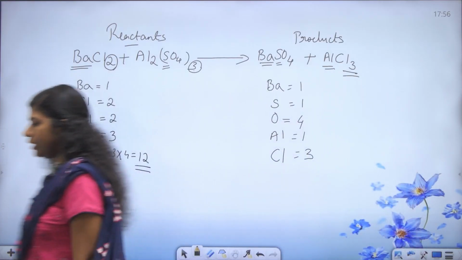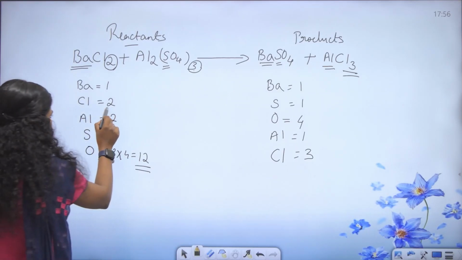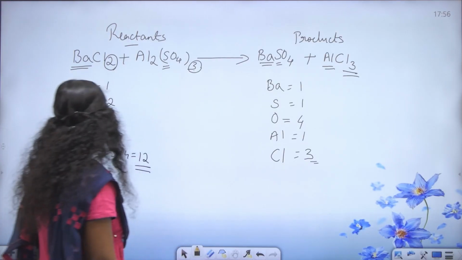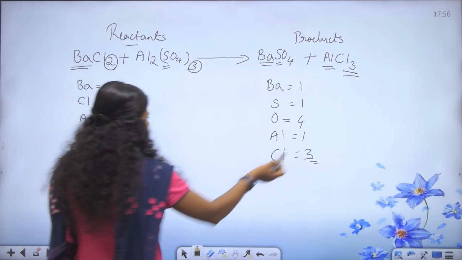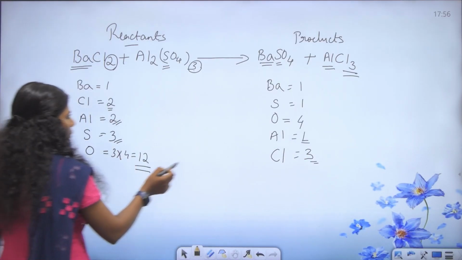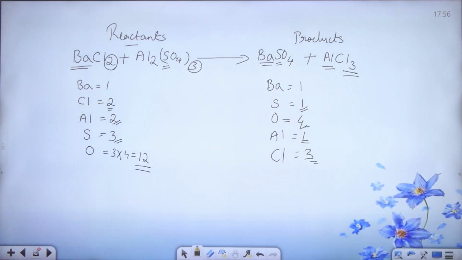Is this equation balanced or not? This equation is not balanced. This is an unbalanced equation because the number of chlorine atoms on the reactant side is 2 and on the product side is 3. It's not equal. And the number of aluminium atoms on the reactant side is 2 and on the product side is only 1. It's not equal. The number of sulfur atoms and oxygen atoms are also not equal. So this equation is unbalanced. So let us balance this equation.